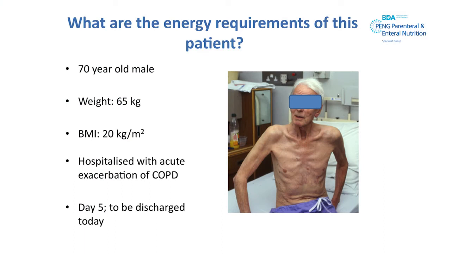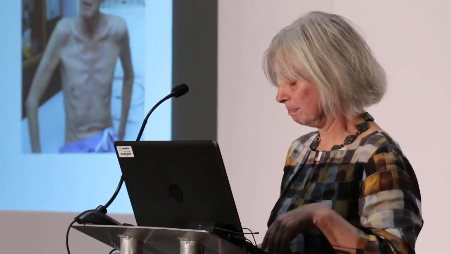So he's a 70-year-old male, 65 kilos, BMI of 20. He's the sort of person I see all the time and have done research on in the past. He's been hospitalized with an acute exacerbation of COPD, day 5, and he's going to be discharged today. What are you going to give him?